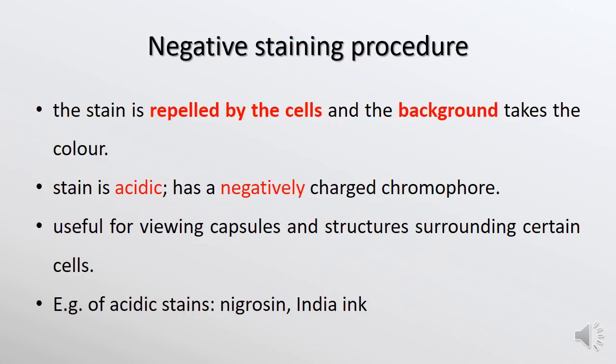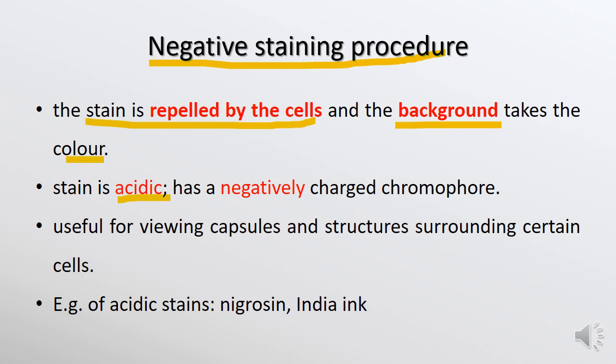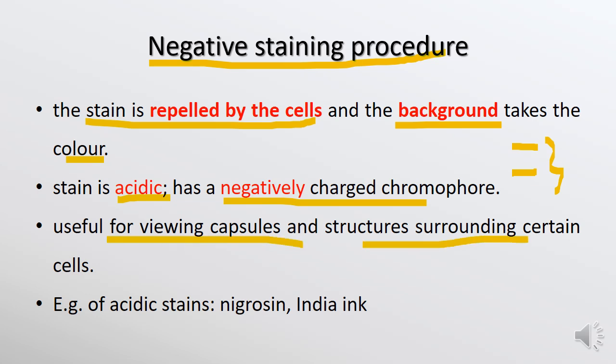Okay, next is the negative staining procedure. Usually the stain is repelled by the cells and the background takes the color. The stain is usually acidic and has a negatively charged chromophore. As I mentioned before, the bacteria is negatively charged and the stain is also negatively charged, so they tend to repel each other. It's very useful for viewing capsules and structures surrounding certain cells. Examples of acidic stains include nigrosin and India ink.